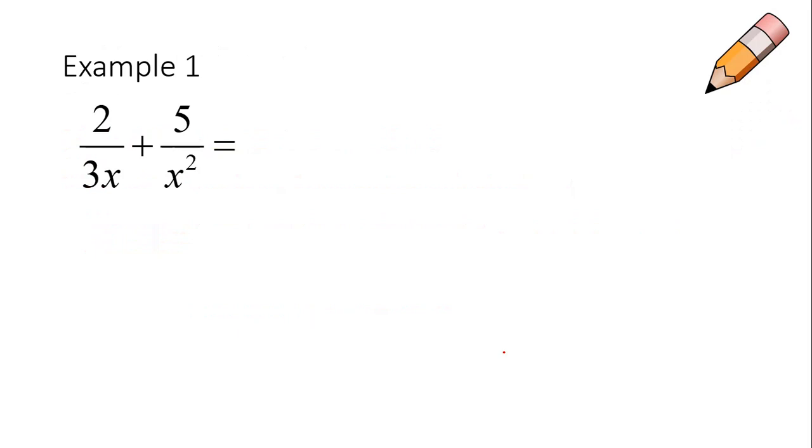Let's try an example. So first thing I notice is I do not have common denominators. So here's how I find common denominators. Make note, LCD, that's my least common denominator. Everything that's in the denominator needs to be present in the least common denominator. So I have a 3 and I have an x, because that is 3 times x. So I'm going to make note of that. I need a 3 and I need an x.